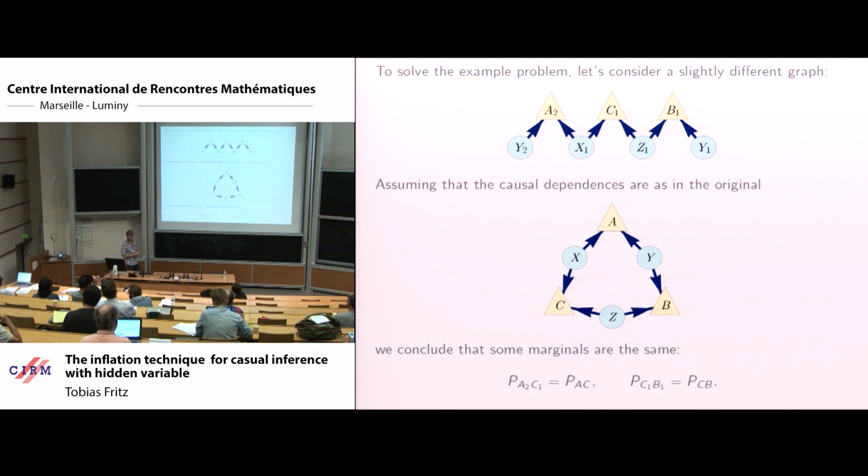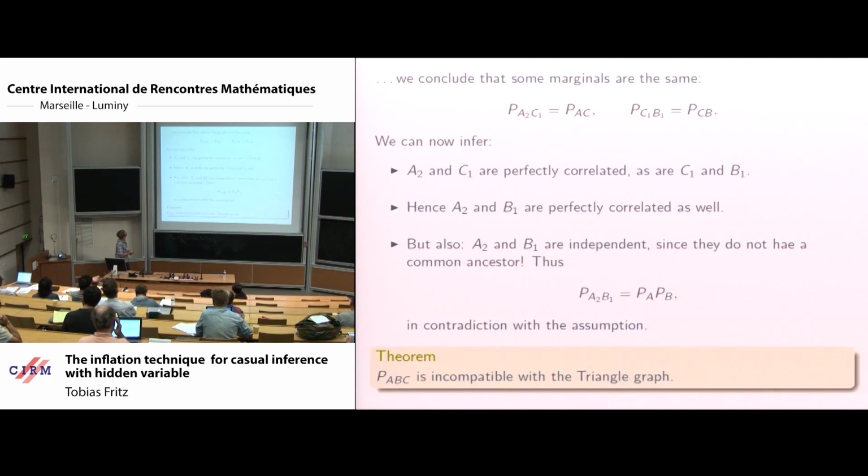But now we can say even more. We can also look at what happens between A and B. A and B do not have any common ancestor in their past. There's nothing that has influenced both. So in this graph, A and B are going to have to be independent in any distribution that is compatible with the graph.